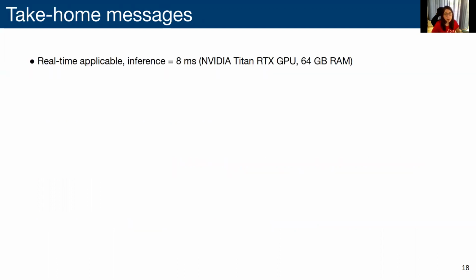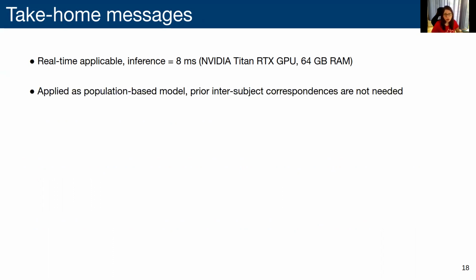Finally, some important take-home messages. The proposed model is real-time applicable since it only needs 8 milliseconds for the inference. The model shows strong generalization capabilities when working with unseen cases. Unlike other methods such as PCA, it doesn't require establishing inter-subject correspondences, a process that can be time-consuming.